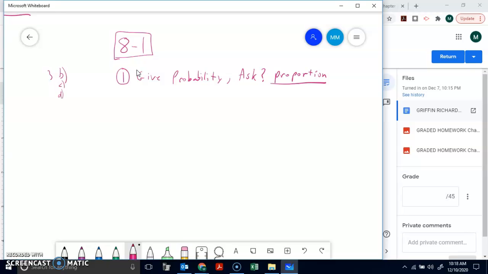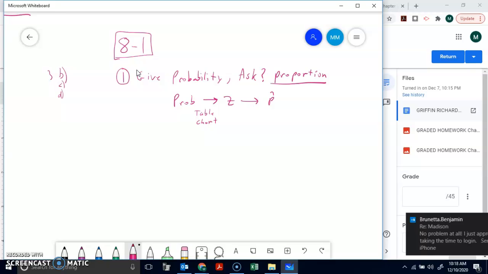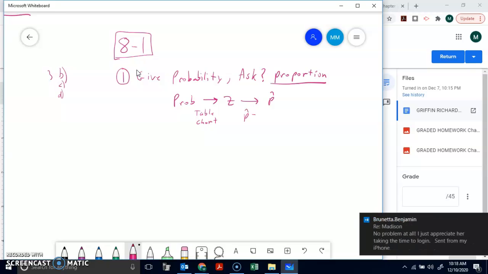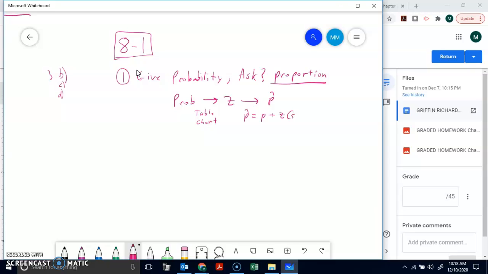If that's the case, then that's when you take the probability, turn it into a z-score, and turn it into p-hat. You do the probability to z-score using the table or chart. You look up the probability and find the z-score that matches it. And then z to p is where you take p-hat equals p plus the z-score times the spread. And the spread that we're referring to is that square root of pq over n.